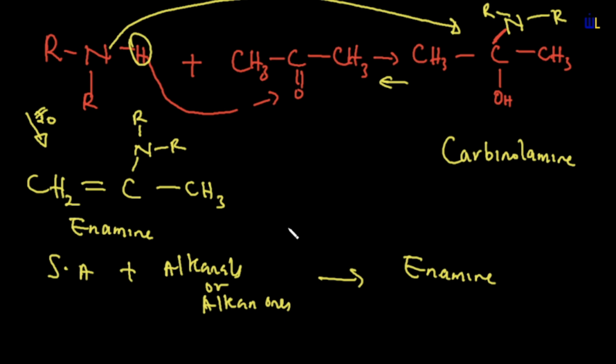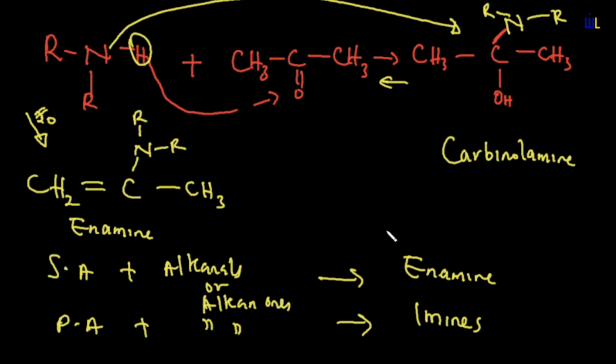But in the case of primary amines, as I said, when they react with your alkanals or alkanones, they lead to the production of imines. Tertiary amines, on the other hand, do not react with alkanals or alkanones. So you have that basically. These are the addition reactions that regularly occur in amines.